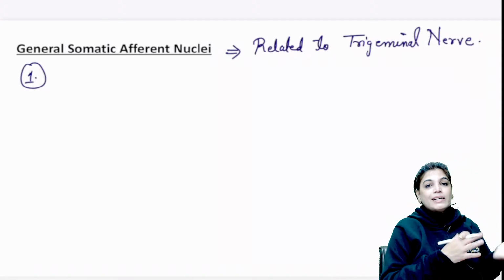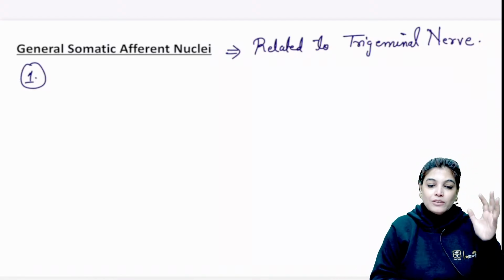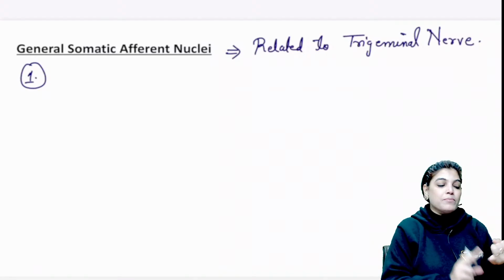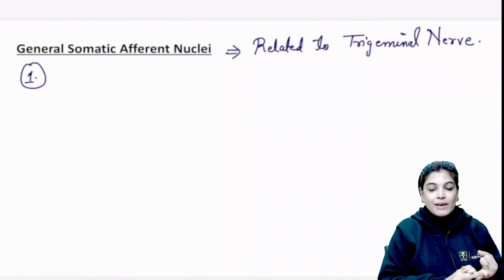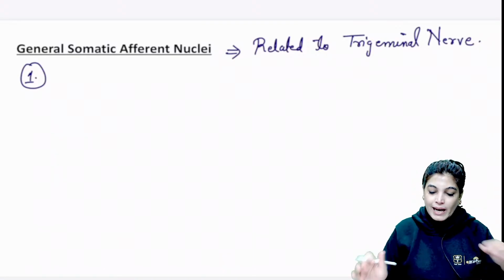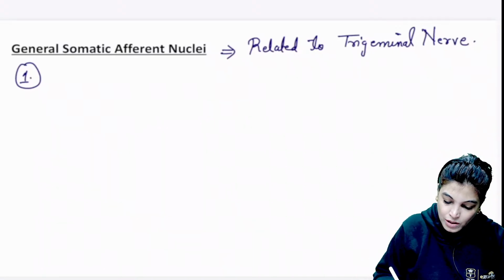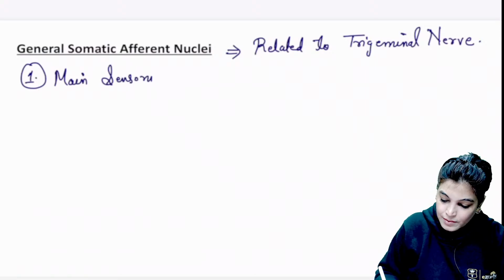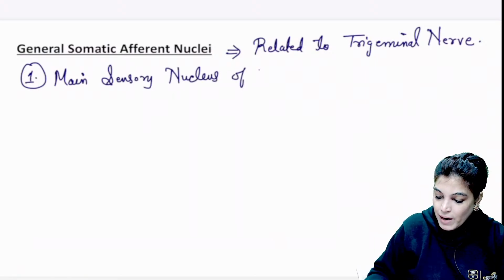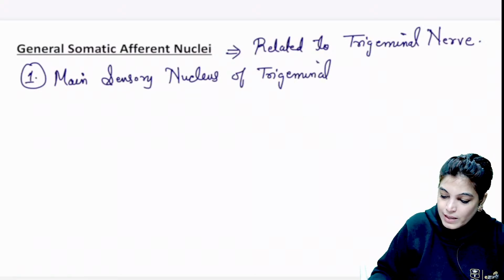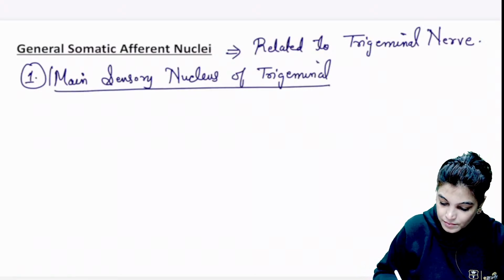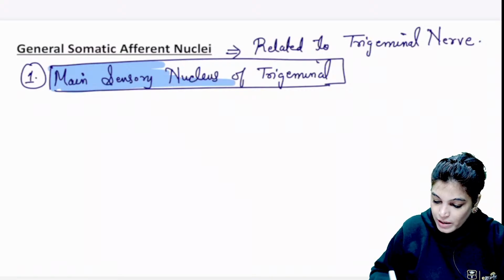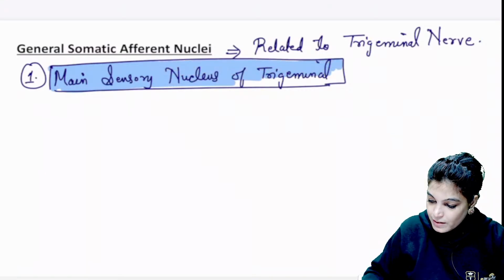So basically when I'm talking about general somatic afferent cranial nerve nuclei, it is related to trigeminal nerve and it has got the main or chief sensory nucleus of trigeminal nerve, the mesencephalic nucleus of trigeminal nerve, and the spinal nucleus of trigeminal nerve. So let's write it. It has got three components. First is the main sensory nucleus of trigeminal nerve.